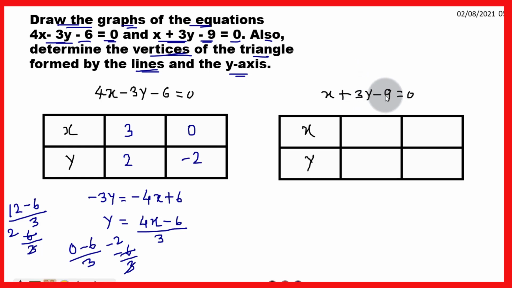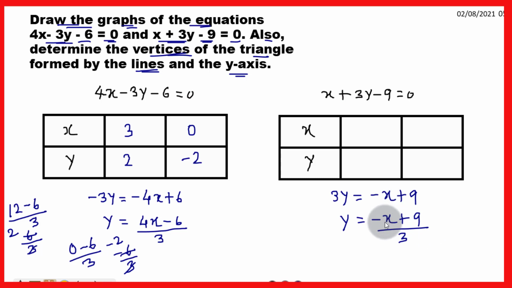and now we will find the coordinates of the other equation also, and that will be x plus 3y minus 9 is equal to 0. This we will first write y in terms of x. So keep 3y on one side and take the other terms to the other side. So it will be minus x plus 9. x we have taken to this side and minus 9 to the other side.